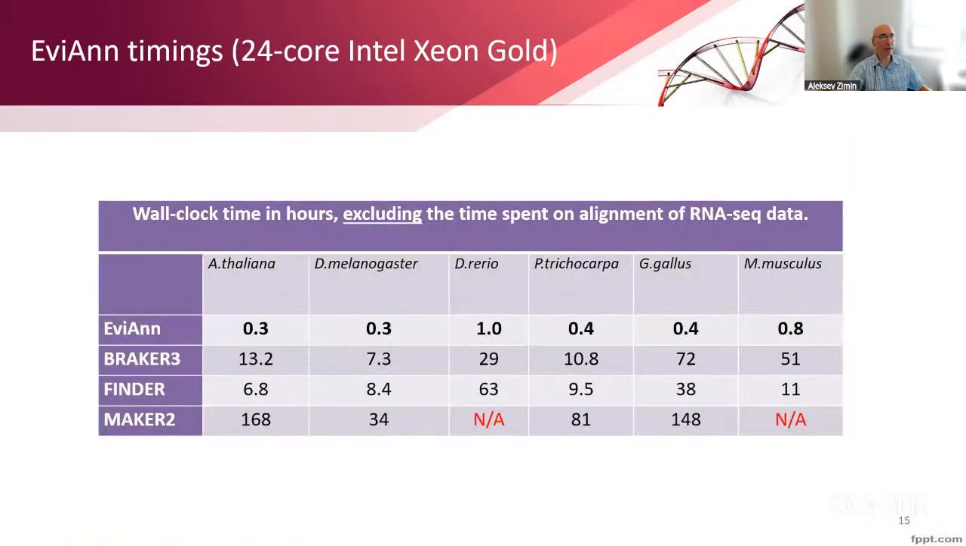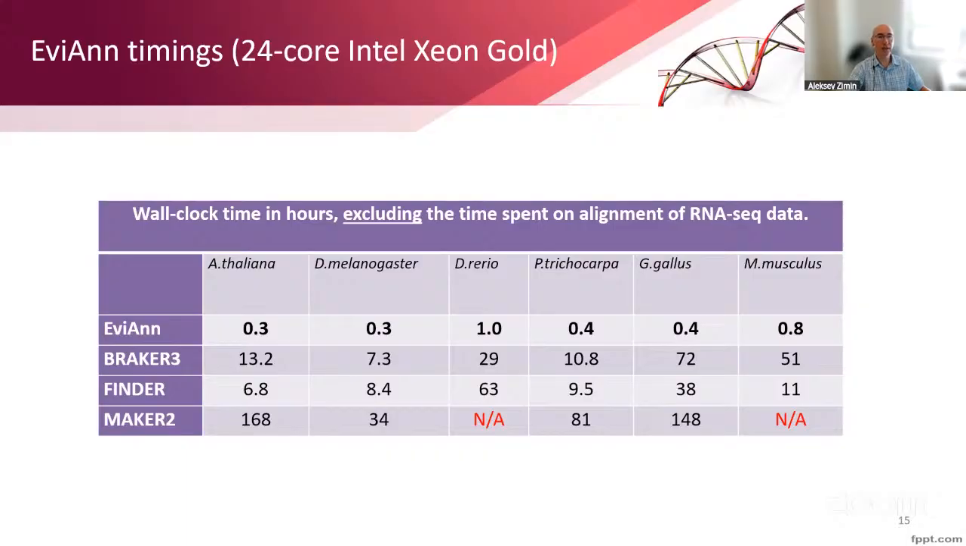Finally, timings of EviAnn. This is a point of our achievement. This is wall-clock time in hours, excluding time spent on alignment of RNA-seq data, because that's highly variable. That time would depend on how much RNA-seq data you get. Of course, aligning 100 RNA-seq data sets will take you much longer than aligning 10 RNA-seq data sets. But you have to do alignment of RNA-seq data for all of these programs, so it's a common time.